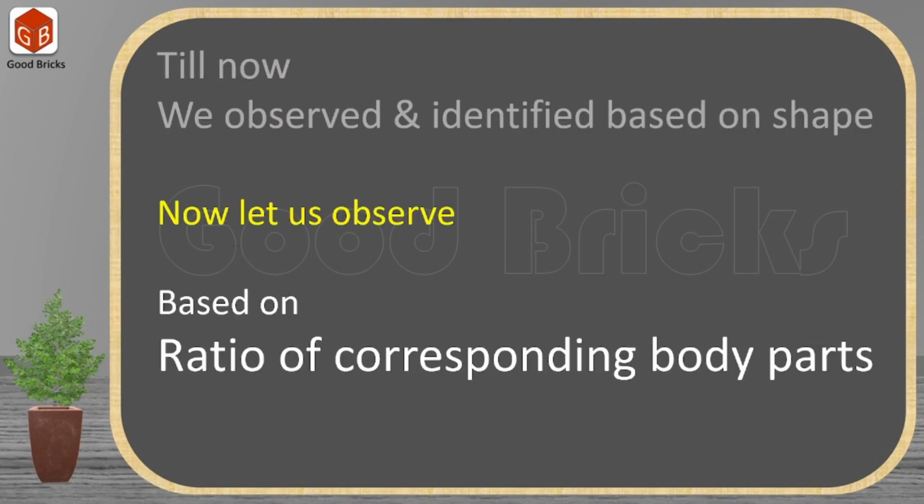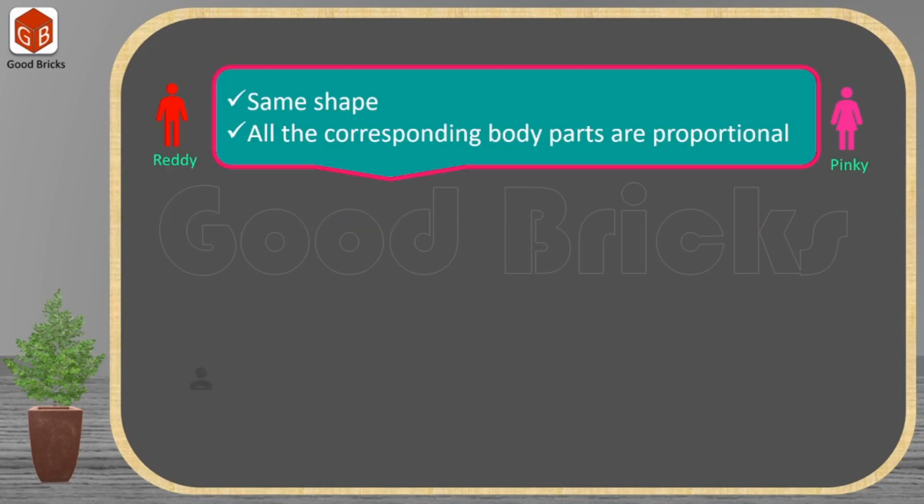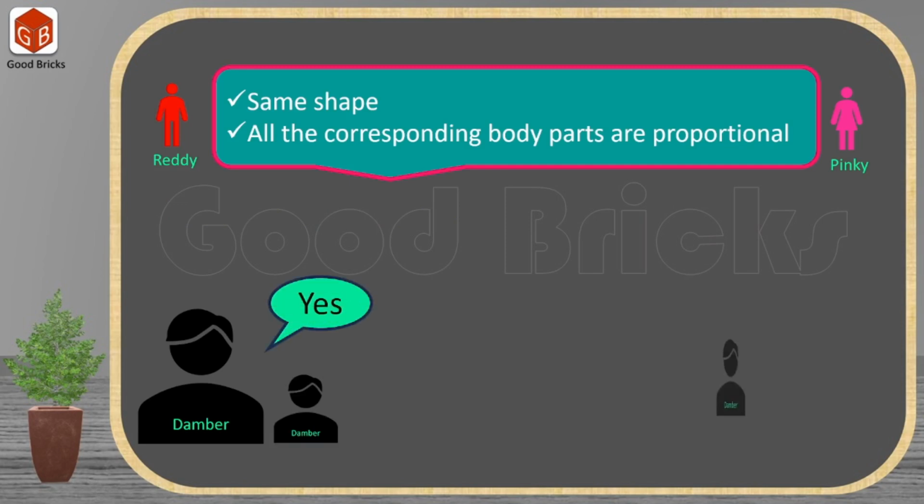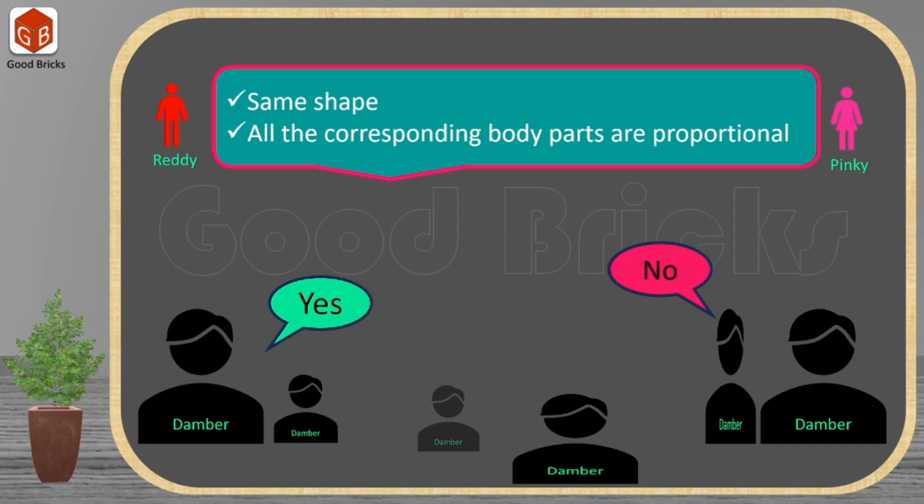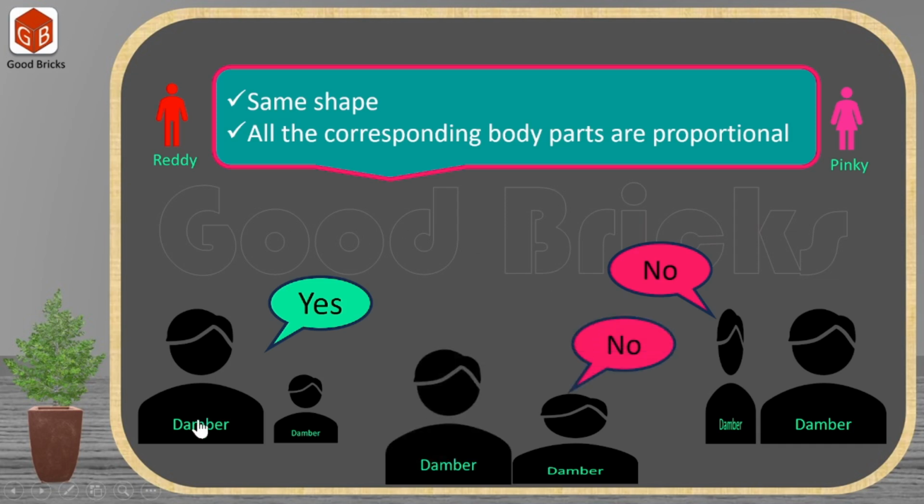Now let us observe similar figures based on the ratio of corresponding body parts. That is what we are going to observe now. See here on the screen, you have all numbers of different varieties. Now if you look at the screen, these two numbers are similar, but not these four. Let us talk about these two numbers.